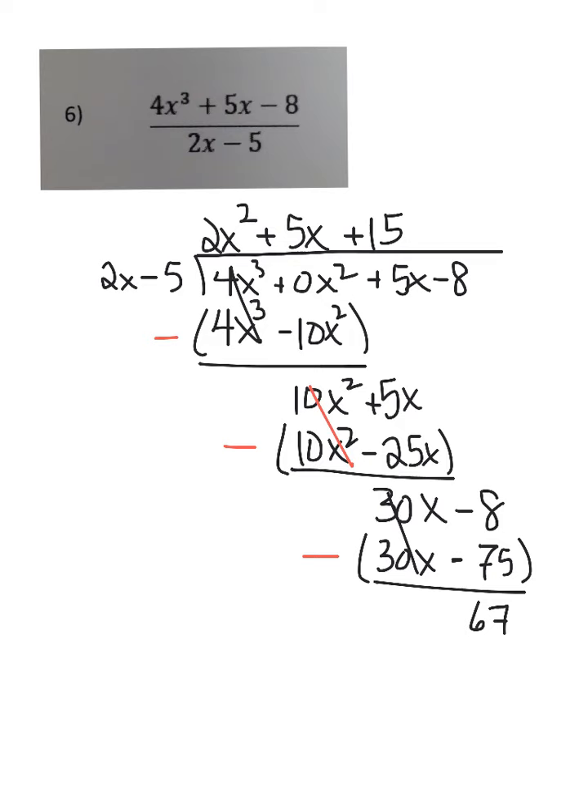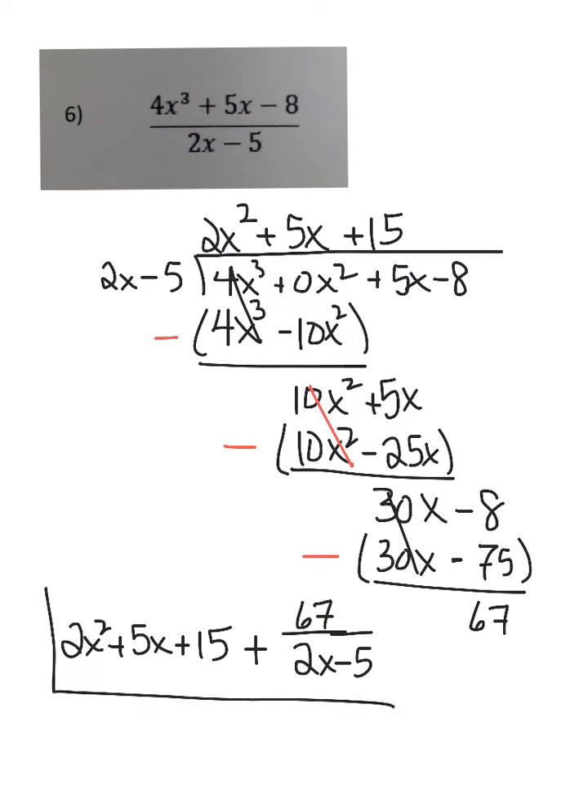So once again, we have a remainder. So our final answer is going to be 2x squared plus 5x plus 15. Okay, now let's just talk for a second. This is a positive 67. So if it's a positive remainder, then we put a plus sign here, and then we put the actual number, which is 67, over whatever it is that we divided by. And there's your final answer.